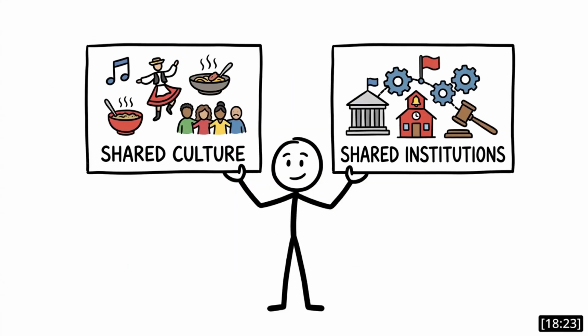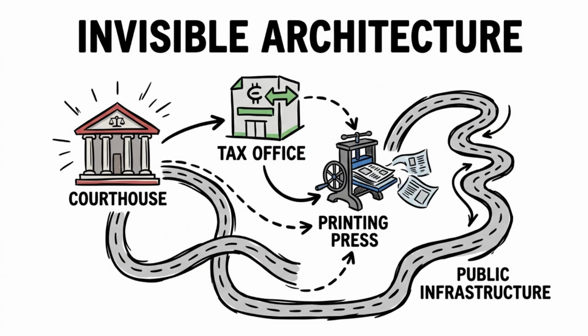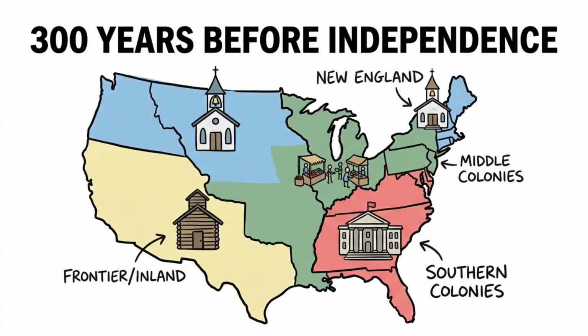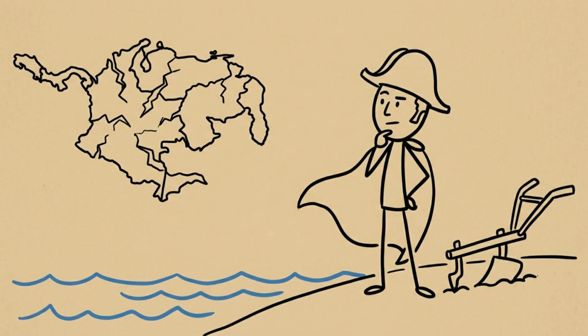So when you ask why Latin America never became one country, you are really asking a question about the difference between shared culture and shared institutions. Shared language and shared religion turned out not to be enough. What mattered was the invisible architecture of governance. The courts, the tax offices, the printing presses, the roads, all built along separate regional lines for 300 years before anyone dreamed of independence. By the time unity became possible, the habits of separation were already older than anyone alive to fight for a different outcome.